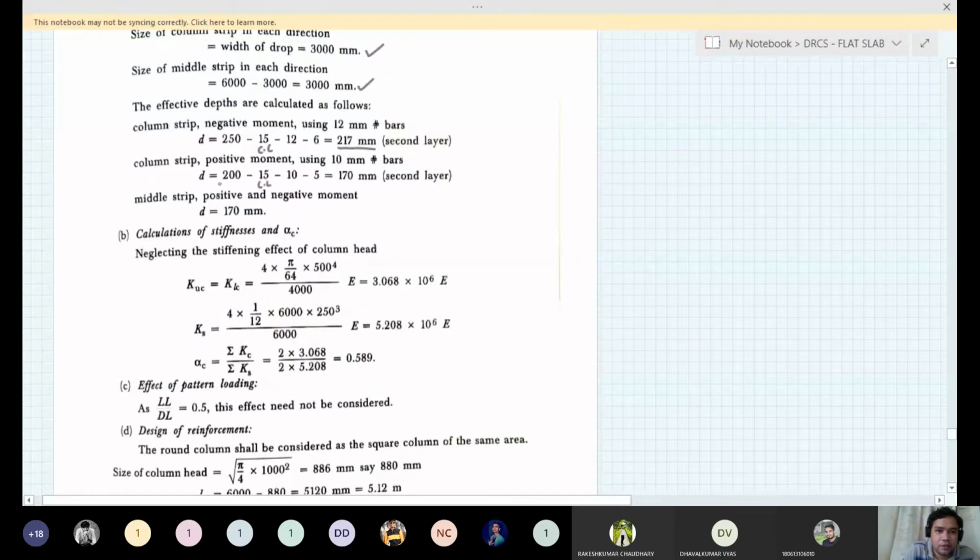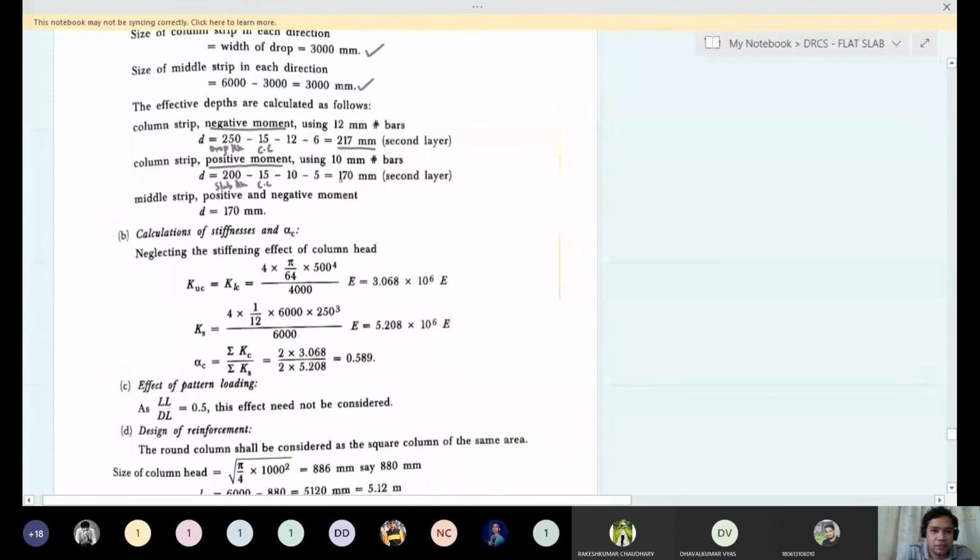Okay, this is slab thickness and this is drop thickness. This is for the positive reinforcement and this is for the negative reinforcement. And here we'll be providing 10 mm diameter bar in the bottom. So full diameter of the 10 mm bar and half the diameter for the second layer. So it will be 170 mm thickness. And for the middle strip, the positive and negative, it will be the same 170 mm thickness.